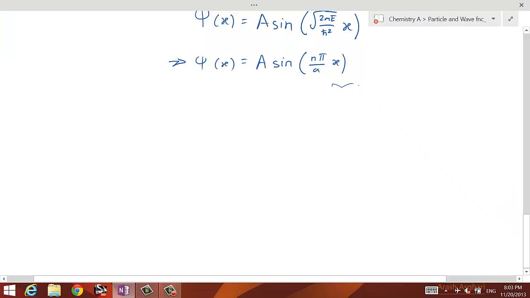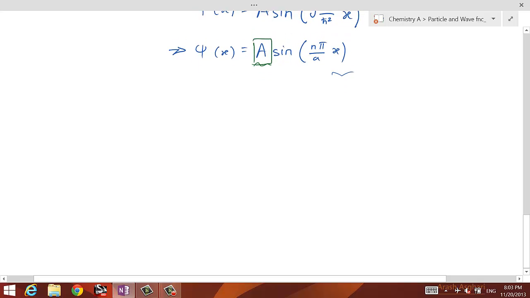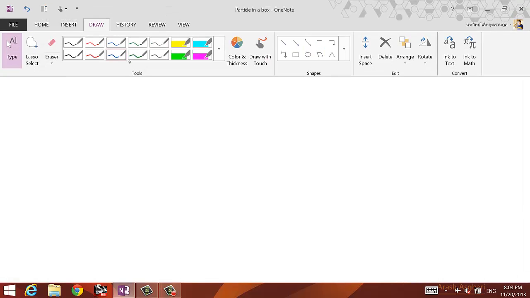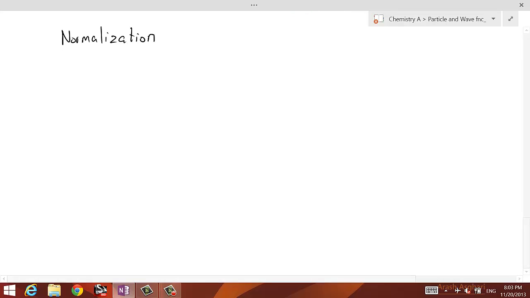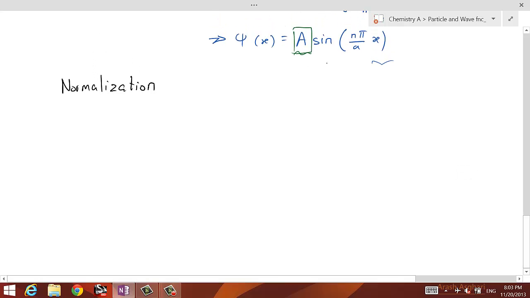Now what constant do we have to find? A, right? That's one more thing to find, A. Now how do we find A? Now we talk about the normalization. Normalization is to find some constant, some number, and put it inside our equation in order to get the integral from some place to some place of psi and psi star dV. If this is three-dimensional, dV, V is the volume, okay? But this is one-dimensional, so dx, okay, is equal to 1.